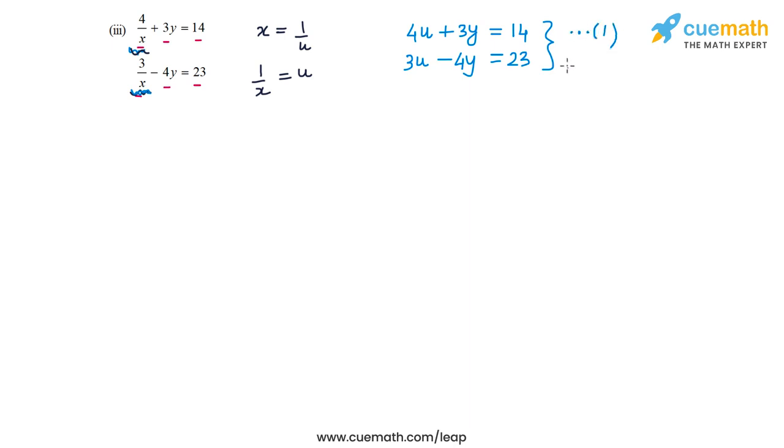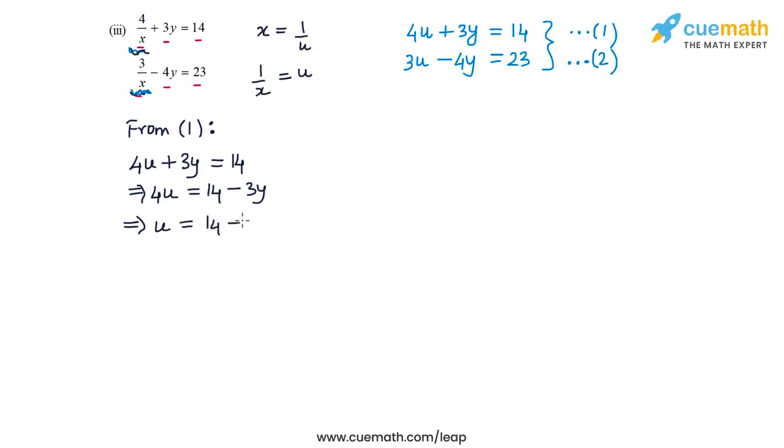So this is the first equation and this is the second equation. So from the first equation, let's write u in terms of y. So we have 4u plus 3y equal to 14, and from here we have 4u equal to 14 minus 3y, and hence u is equal to 14 minus 3y by 4. Now let's substitute this value of u in terms of y into the second equation. So we get 3u, and instead of u I will write this expression 14 minus 3y by 4, and then we have minus 4y equal to 23.